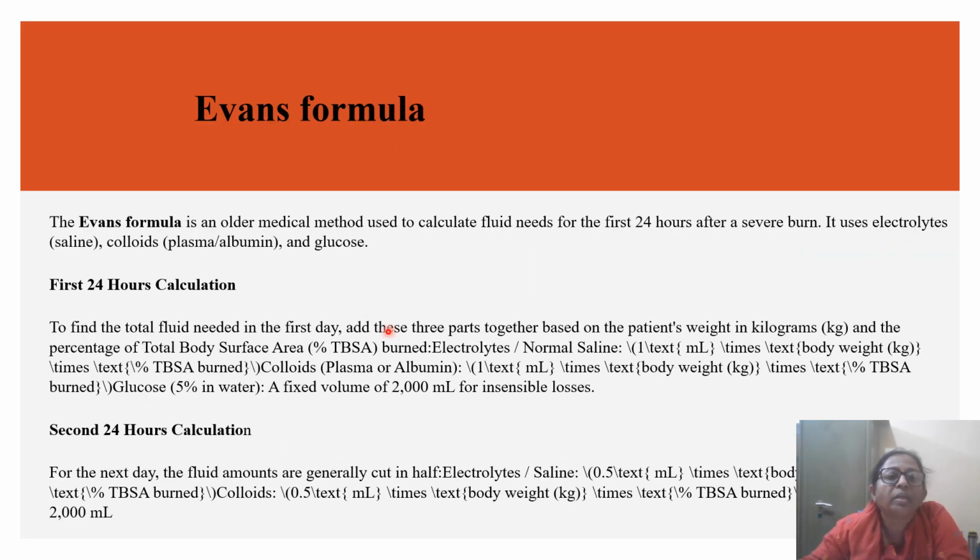Evans formula, that is an older medical method. First 24 hours, we are giving total bodies to find the total fluid needed in the first day. All these three parts together are based on the patient's weight in kilograms and percentage of total body surface area burned, and electrolytes, normal saline, that is given. Then the second 24 hours calculation. For the next day, the fluid amounts are generally cut in half, and electrolytes, saline, and colloids are given.